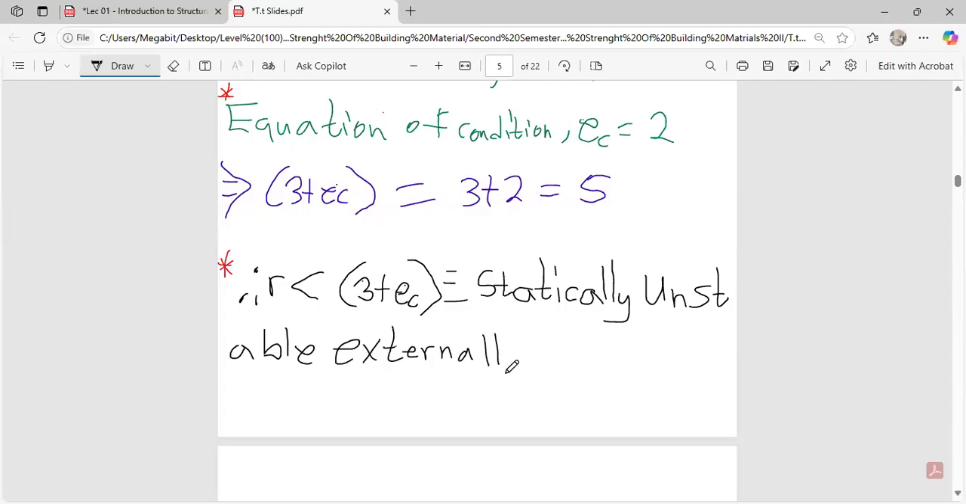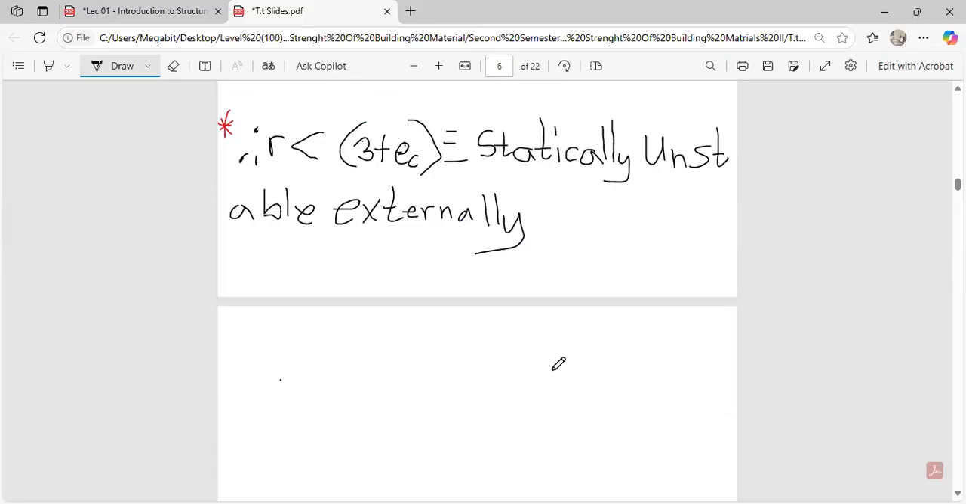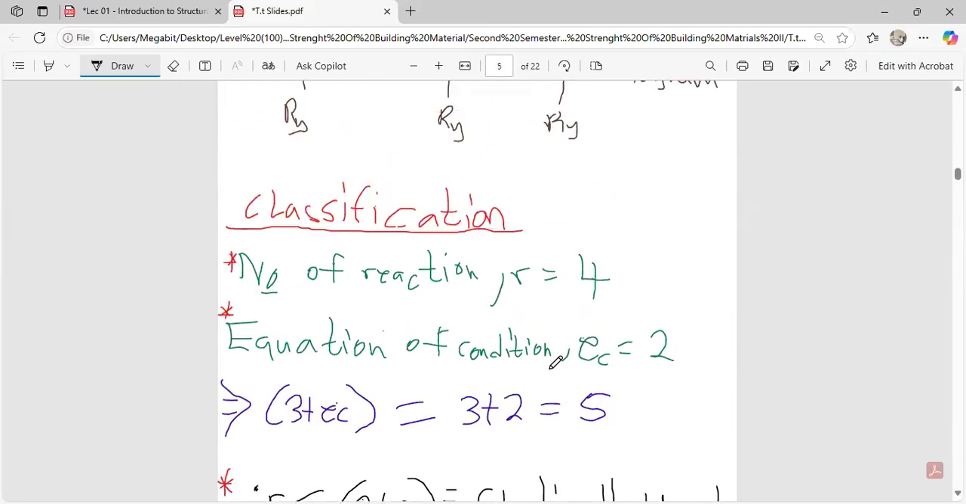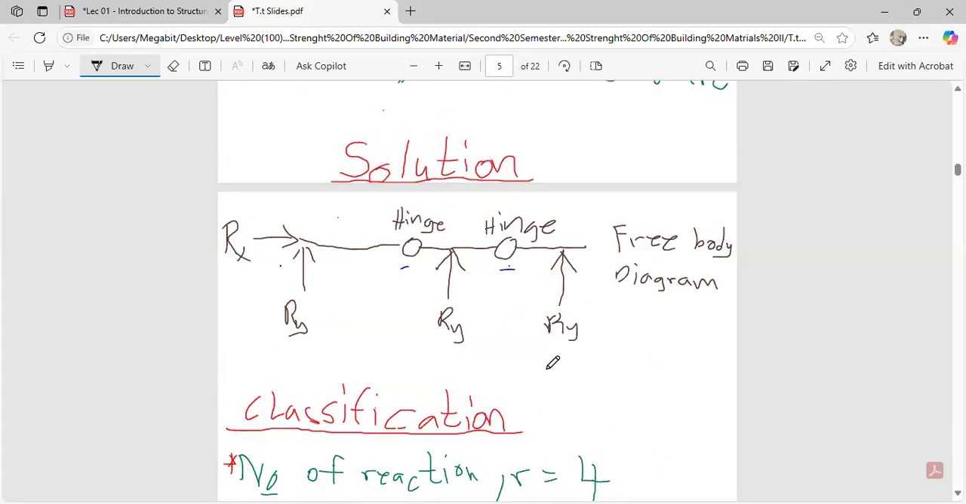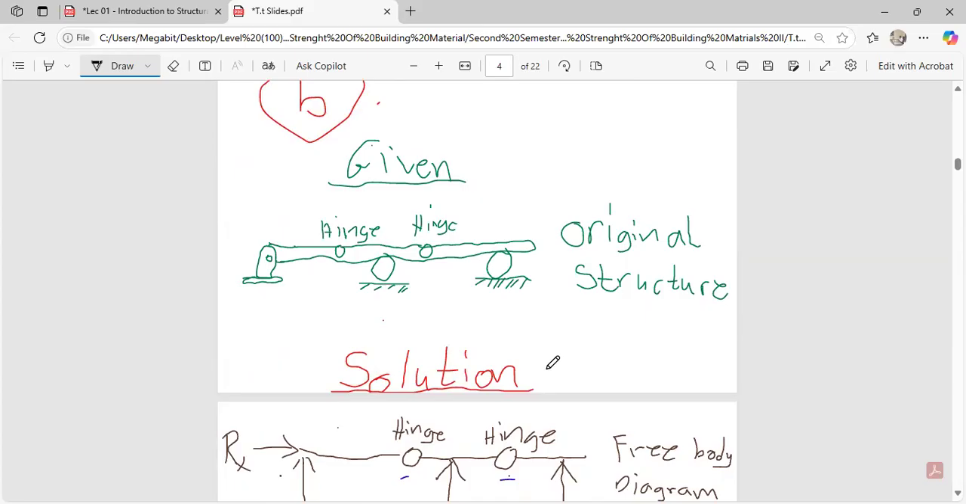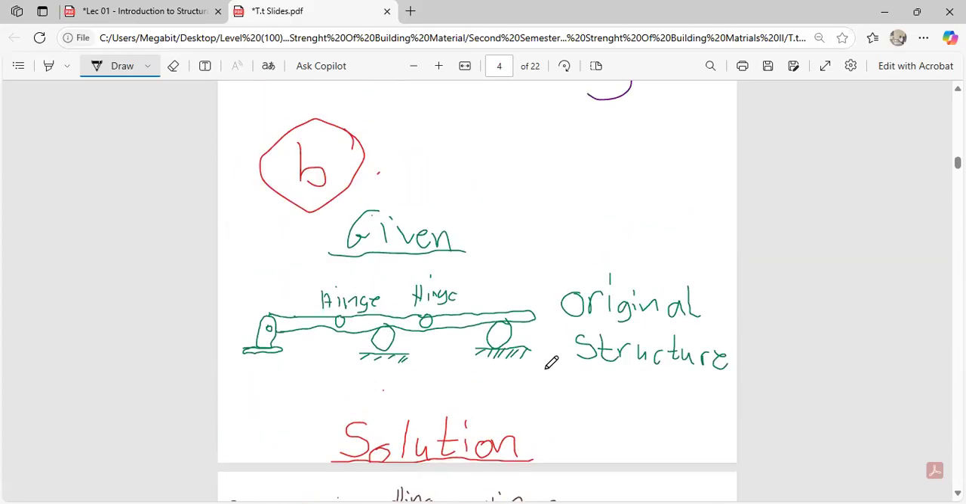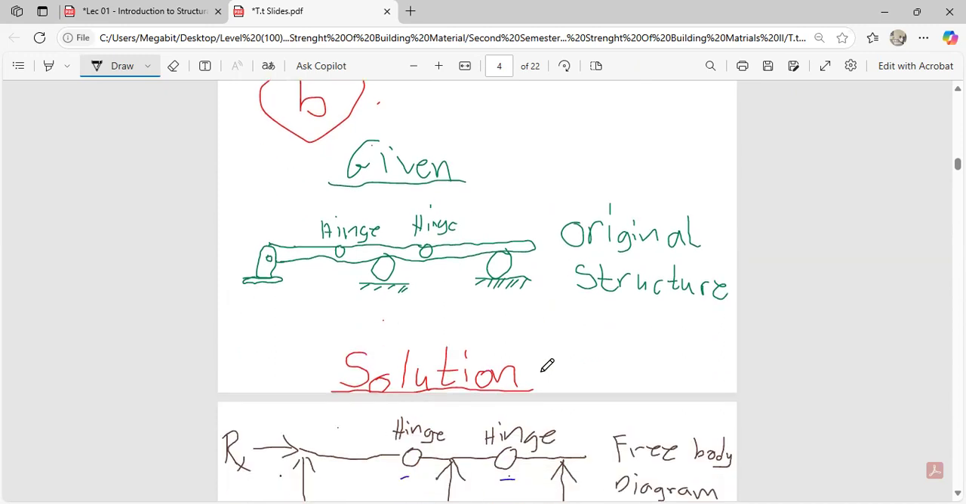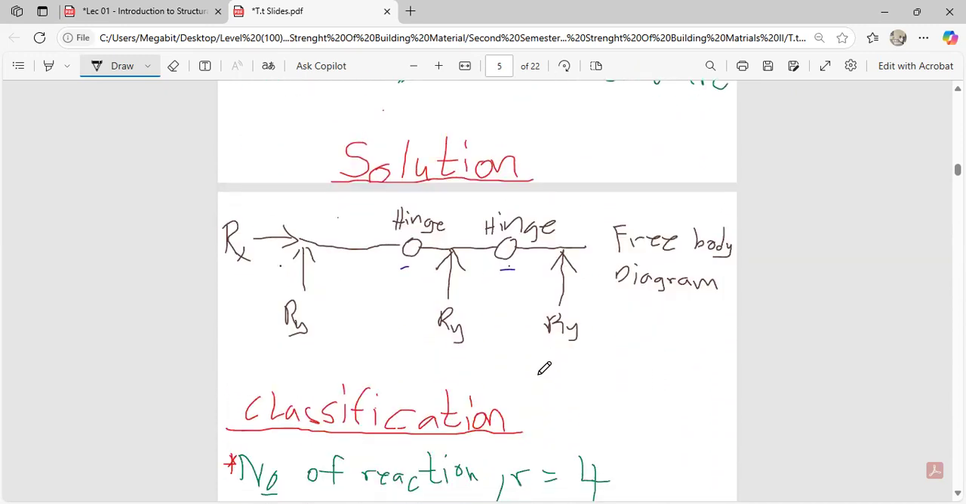So he was right. So we realize that this is going to become statically unstable externally. Okay. So please, I want to take some few questions before we solve the last problem. Is anyone having any question to ask so far? I want someone to ask a question before we proceed.